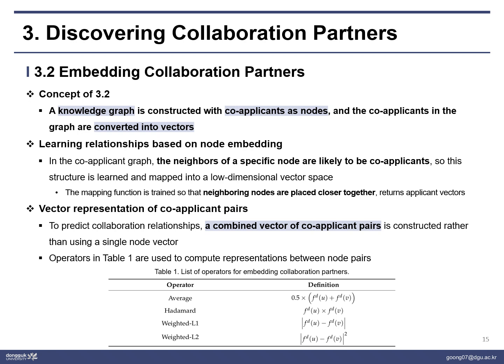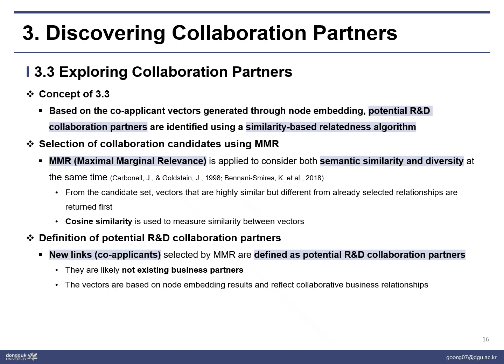Here, the relation operators in table 1 are used to generate a relationship vector between node pairs. In this step, MMR is applied based on the co-applicant vectors generated through node embedding to explore potential R&D collaboration partners. MMR can consider both semantic similarity and diversity at the same time.